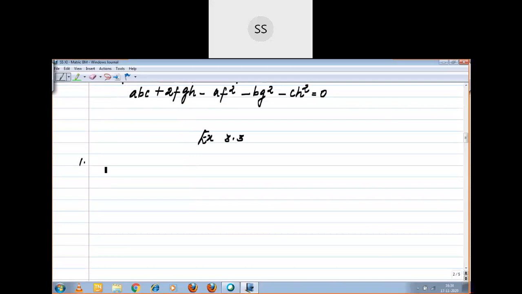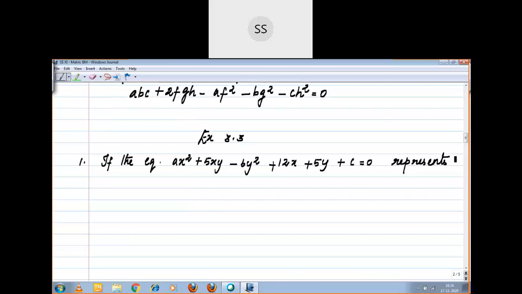Question number 1. If the equation ax² + 5xy − 6y² + 12x + 5y + c = 0 represents a pair of perpendicular straight lines, find a and c.